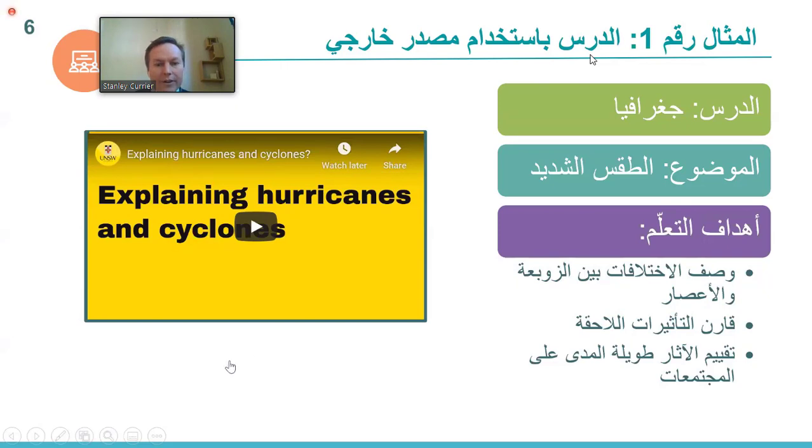Comparing their after effects. And evaluating the long-term effects of these natural occurrences on societies. So we have our subject, our topic, and our learning objectives.